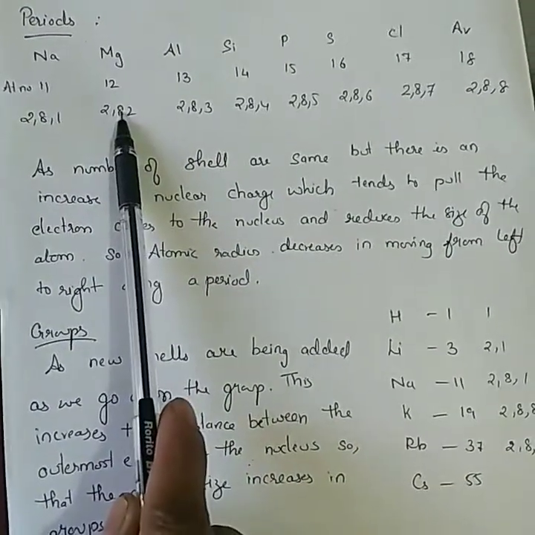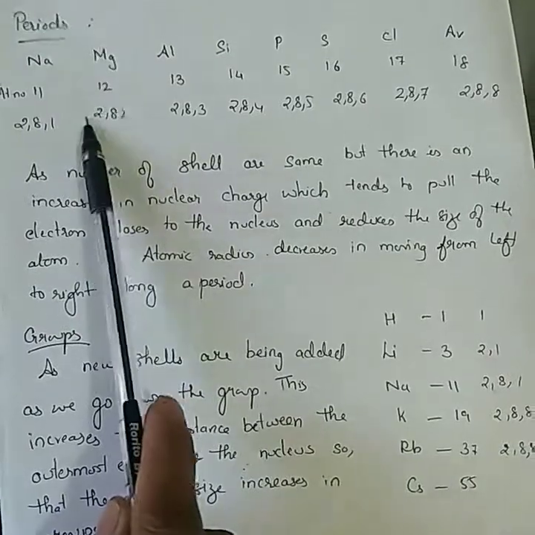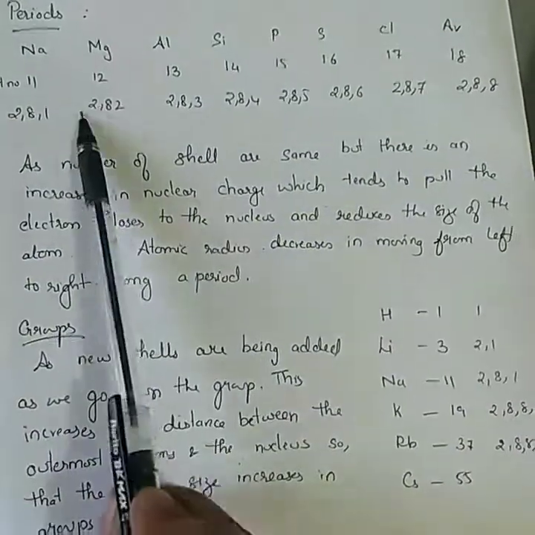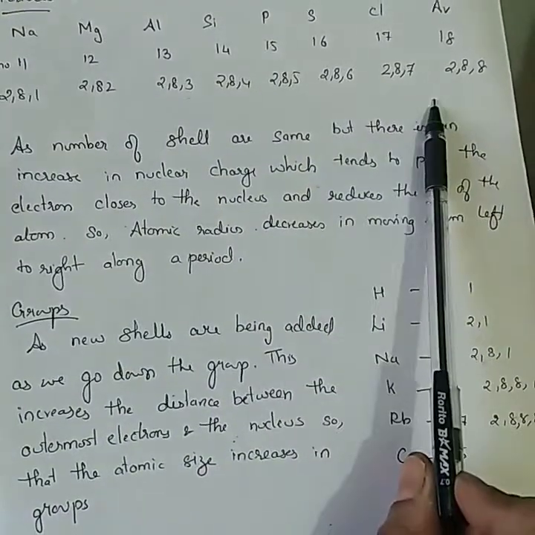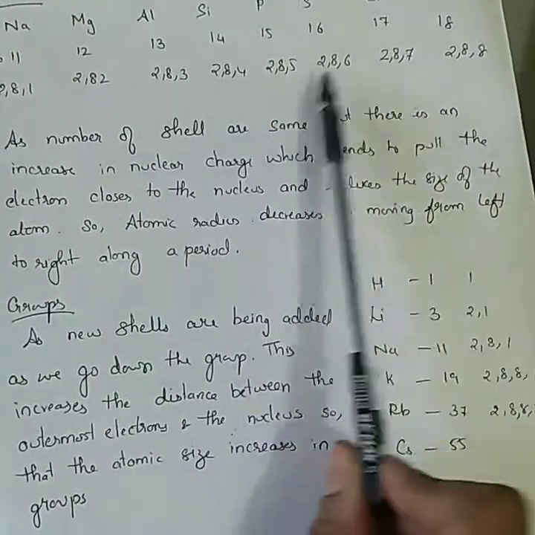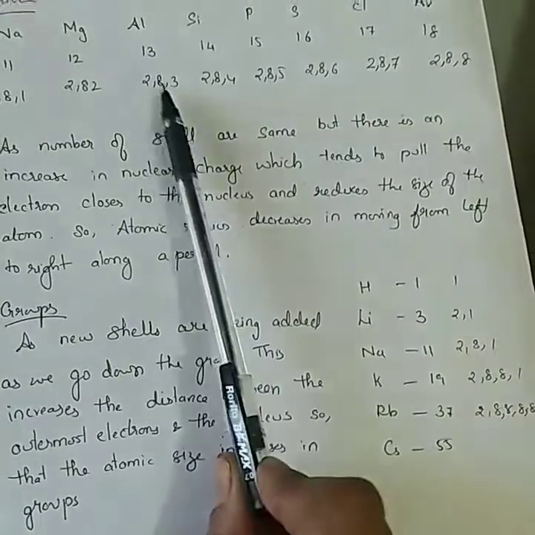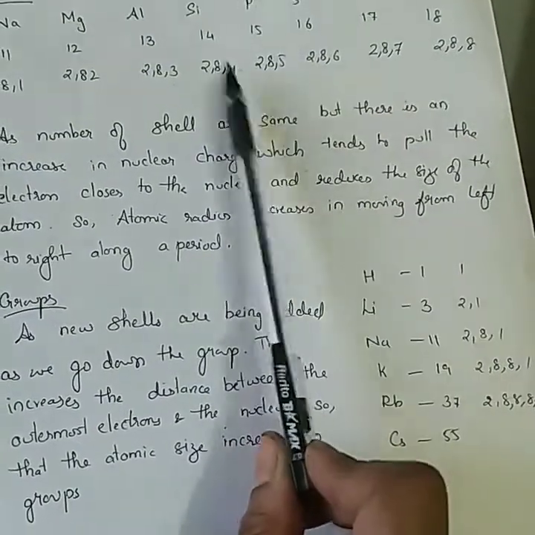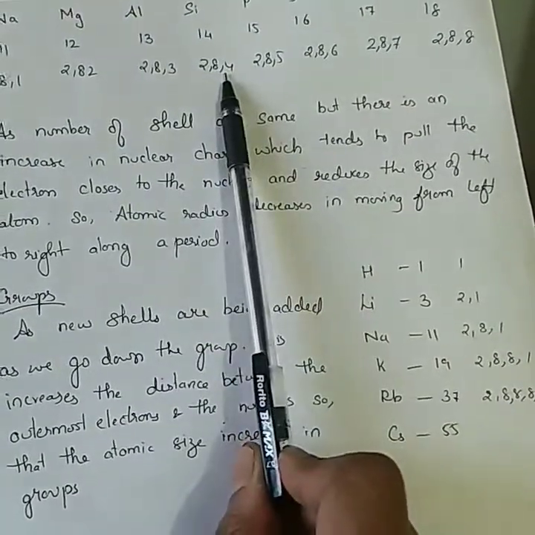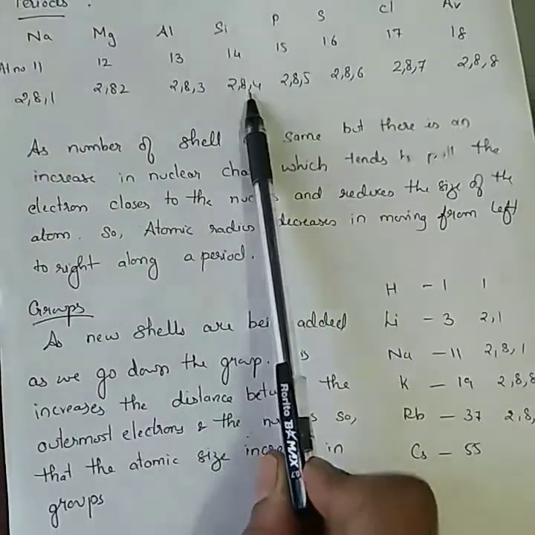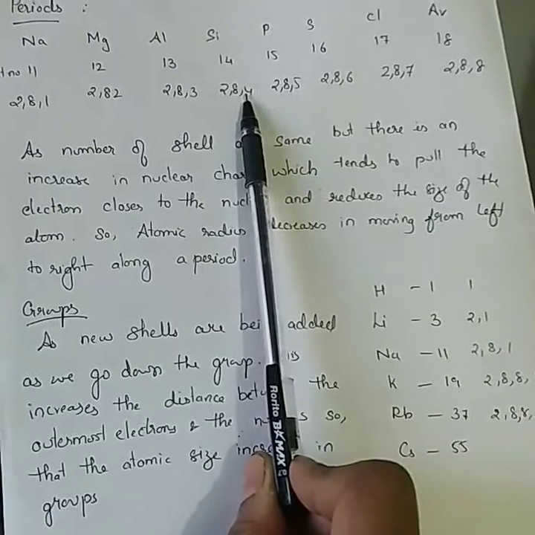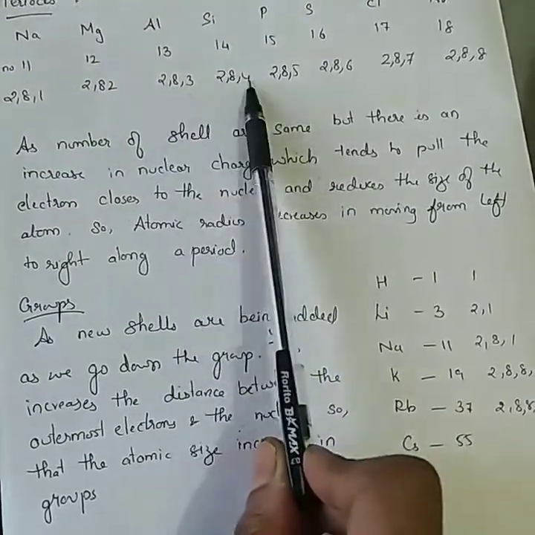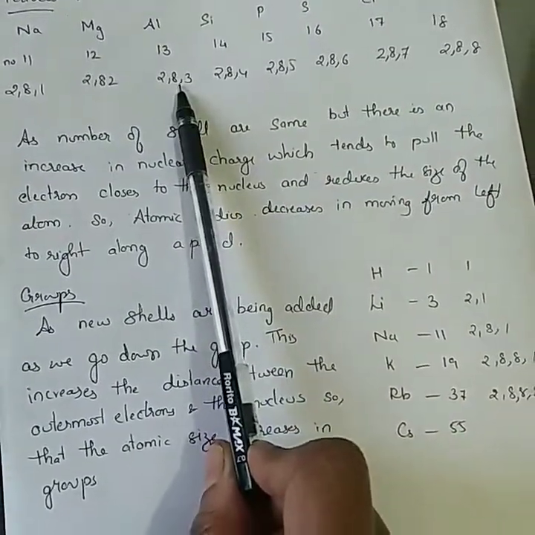So what will happen to the size of the atom? The size of the atom decreases. The number of shells remains the same, but there is an increase in the nuclear charge. If there is an increase in the nuclear charge, what will happen? The nucleus will tend to pull the electrons closer. If it contains 4 electrons, it has to hold all the 4 electrons. When it holds the 4 electrons more strongly than 3 electrons, the size of the atom decreases as compared to aluminium.